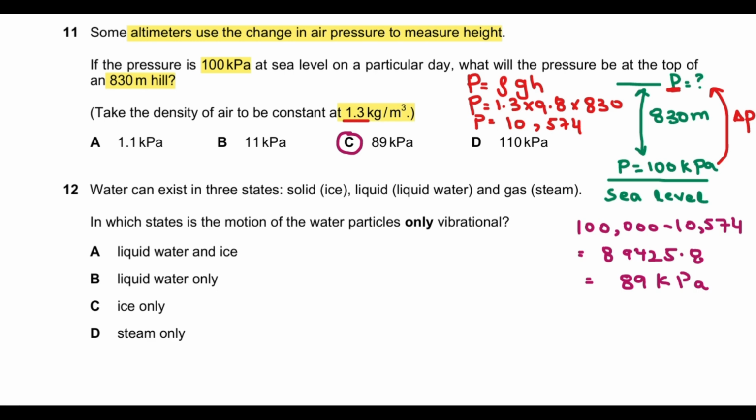Question number 12 says, water exists in three states, solid, liquid and gas. In which state is the motion of water particles only vibration? In solid, the particles are not allowed to move freely, they only vibrate, and ice is a solid. So option number C is the correct option.